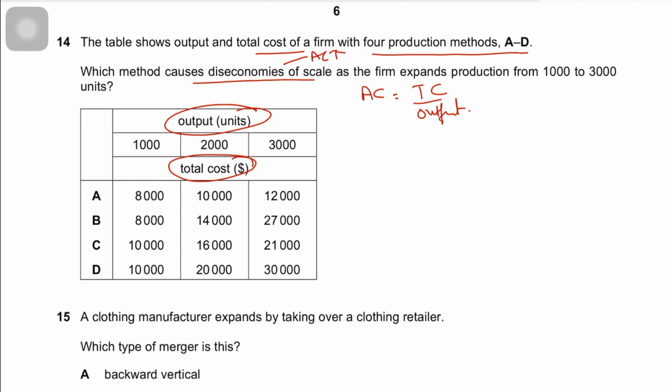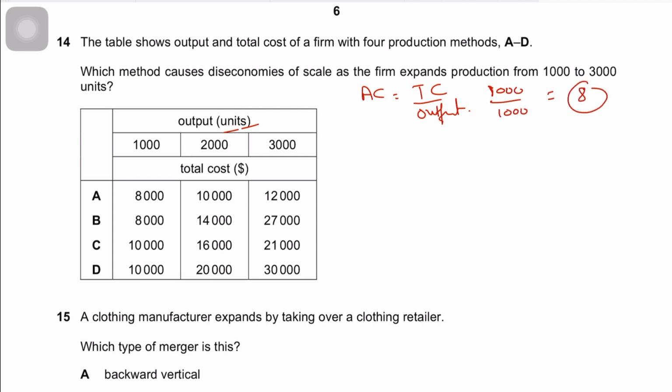So basically, let's consider the first production method, that is method A. We need to calculate the average cost. So you divide the total cost of 8,000 by the output of 1,000. So the average cost comes to 8. If you're producing 1,000 units using production method A, you end up with a cost of 8,000, so the average cost would be 8. Here your average cost would be 10,000 divided by 2,000, that is, your average cost would be 5.